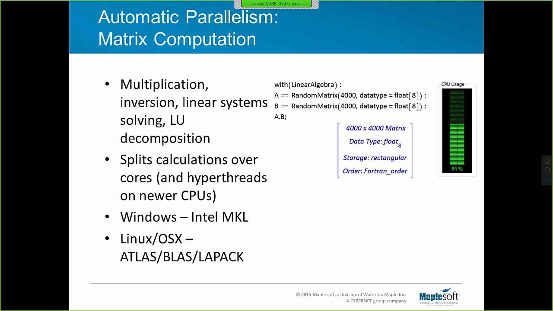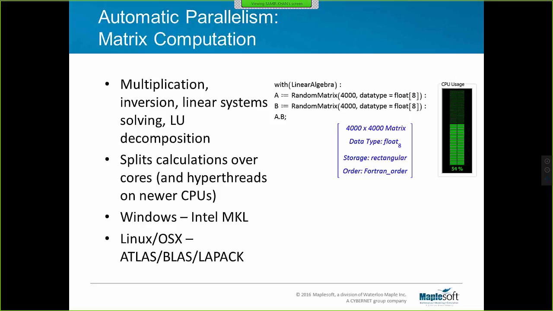So let's talk about some parts of Maple which are automatically parallelized, and some of these concepts are actually illustrated in the Maple worksheet that I'll demonstrate at the end of this webinar. So, matrix computations and linear algebra are at the core of science and engineering, and many operations can be easily parallelized. Maple automatically parallelizes several matrix operations, including matrix multiplication and inversion.